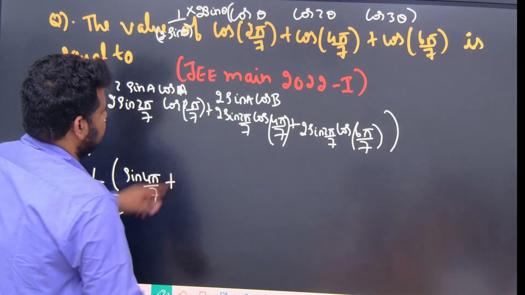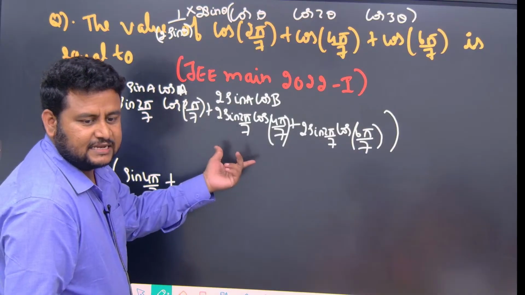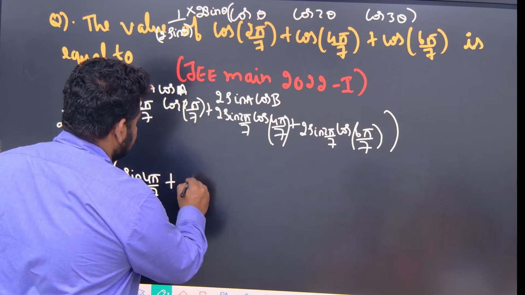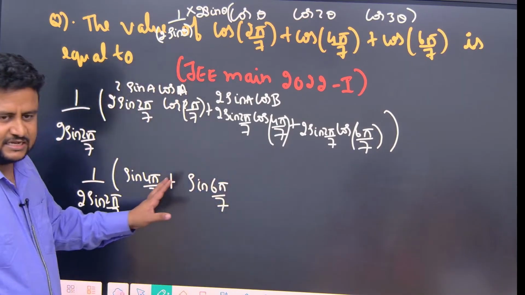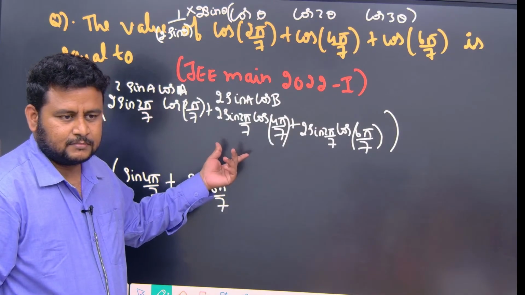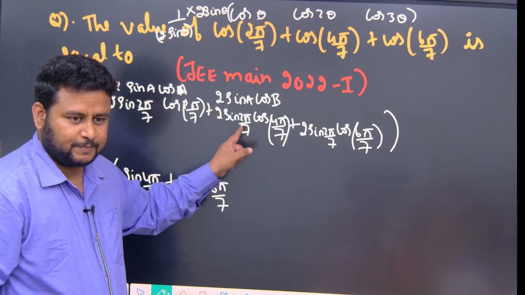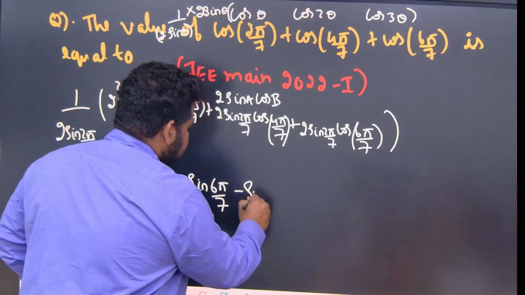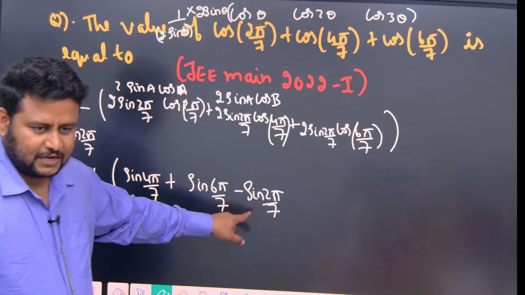Next, sin of A plus B plus sin of A minus B. A plus B is sin 6 pi by 7. Understood? Plus sin of A minus B: 2 pi minus 4 pi is minus 2 pi, and sin of minus theta is minus sin theta, so this becomes minus sin 2 pi by 7.